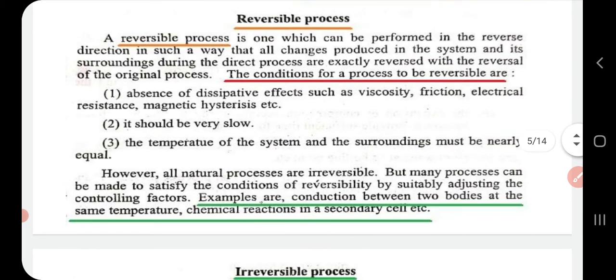So let us begin with the reversible process. It is one which can be performed in the reverse direction. That you know, any process that can be performed in the reverse direction is called reversible process. But how?